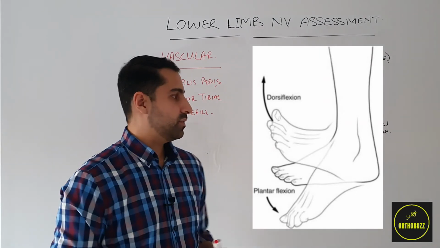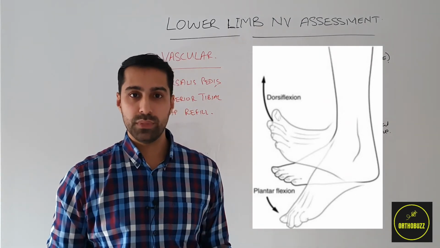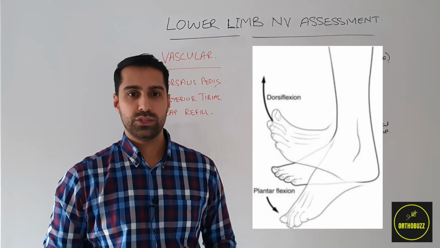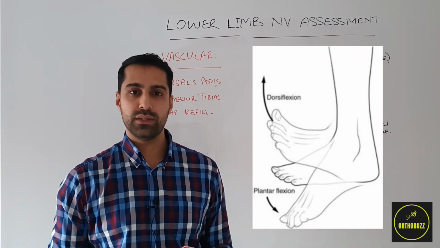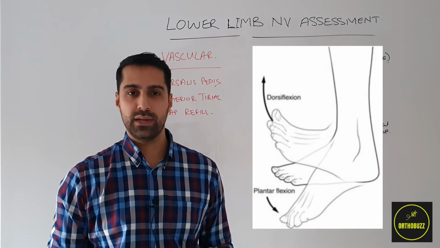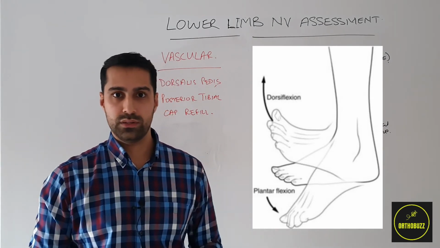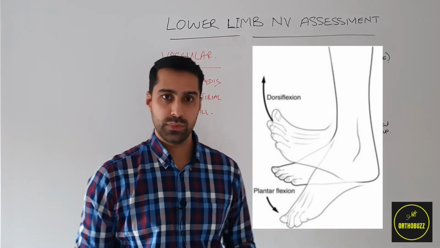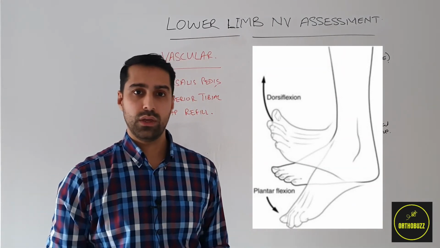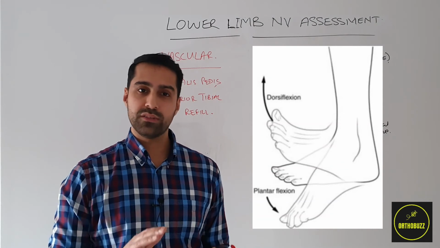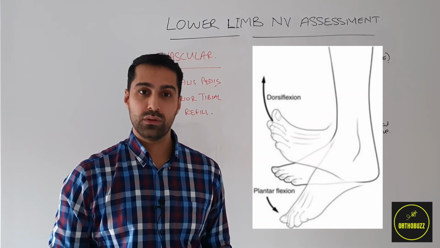Finally, the tibial nerve supplies the posterior compartments, superficial and deep, to the leg, and therefore this supplies the plantar flexors, or the flexors of the ankle. These include tibialis posterior, flexor hallucis longus, and flexor digitorum longus. And therefore, to test this nerve, we'd ask the patient to plantar flex or point their toes down while we test this against resistance.